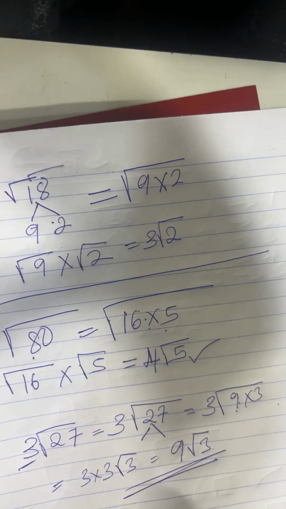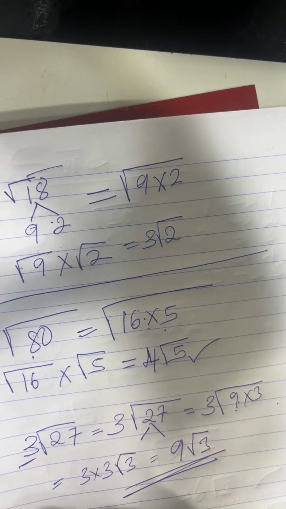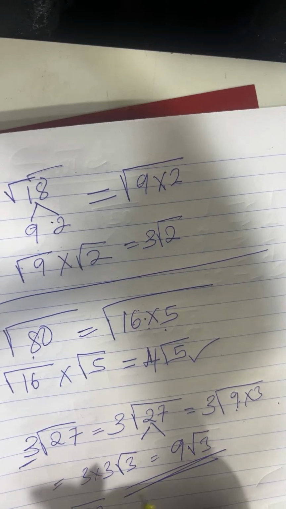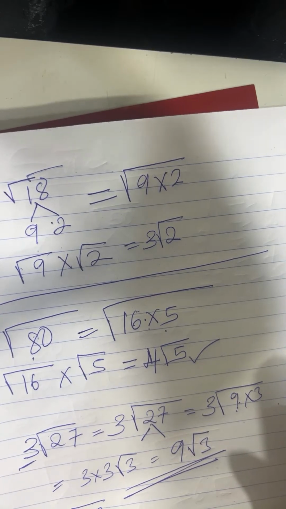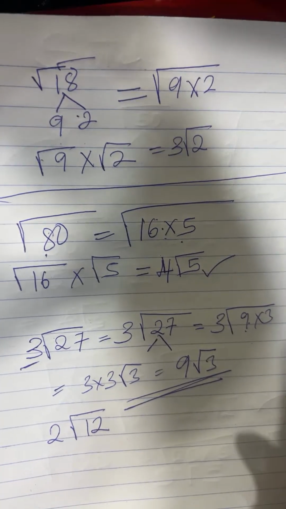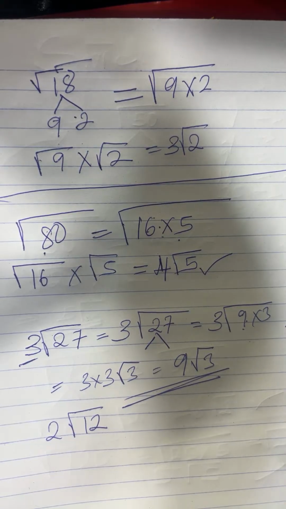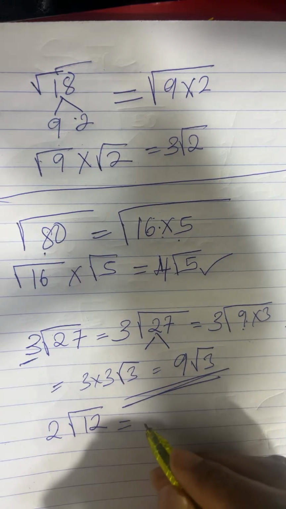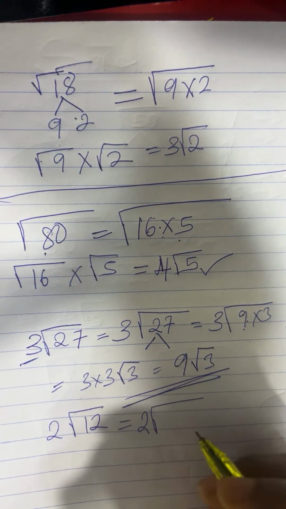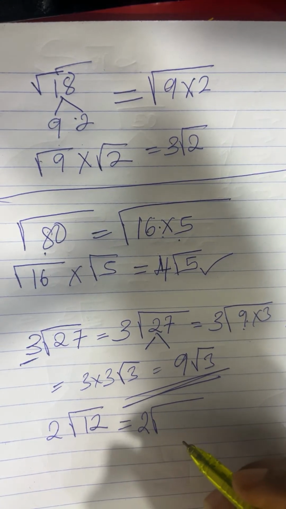Okay, the next one is, let's look at 2 root 12. To simplify the surd, it is very, very easy. Once you have 2 root 12, it is easy to simplify. This is basically 2 into, then you look at 12. What's the perfect square we are going to use? What's the best perfect square to use here for you to do 12?